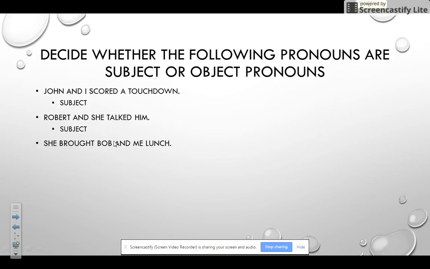She brought Bob and me lunch. Let's focus on me in this one. Me is an object pronoun because brought is our verb. So me is an object pronoun. It's also listed on the object pronoun raindrop under the examples.